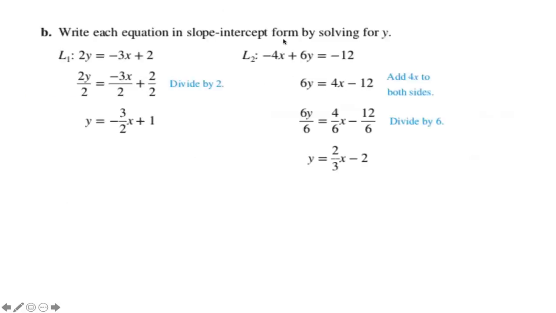And then for part B, sometimes we might have to solve so that the equation is in the slope-intercept form. For example, if I divide by 2, I get y is equal to -3/2 x plus b plus 1. And then on this side, if I solve for y by adding 4x and then dividing by 6, I get that the slope is 2/3. So if this is 2/3 and this is -3/2, these are negative reciprocals. We saw last time that means that these lines are perpendicular.